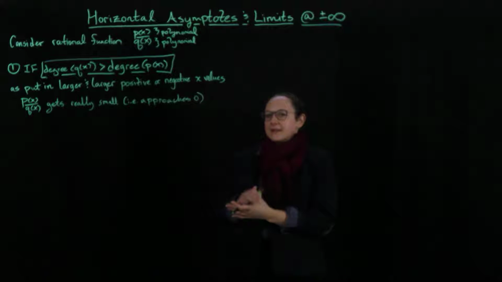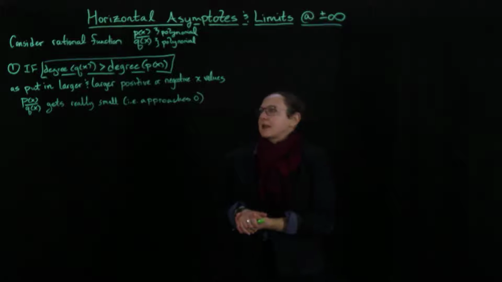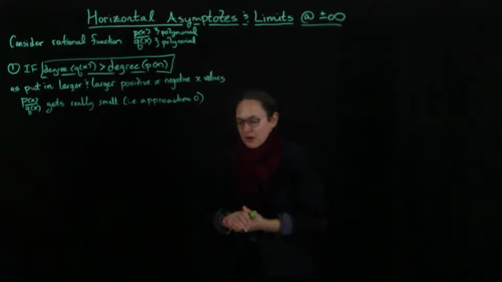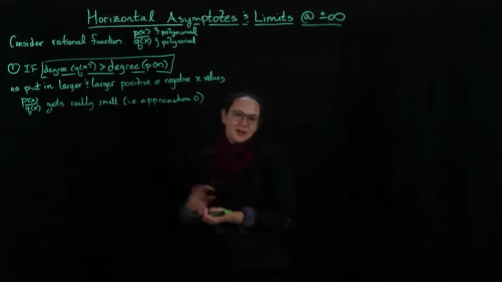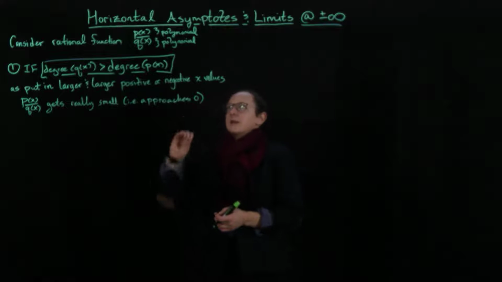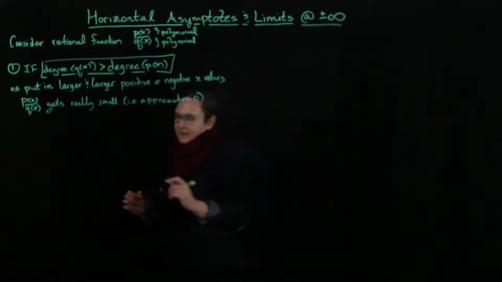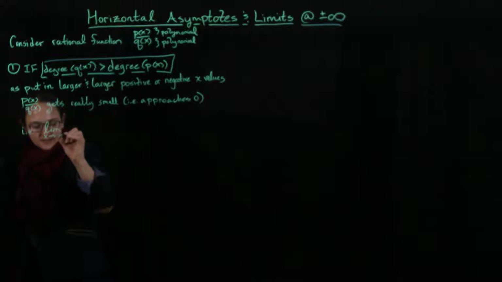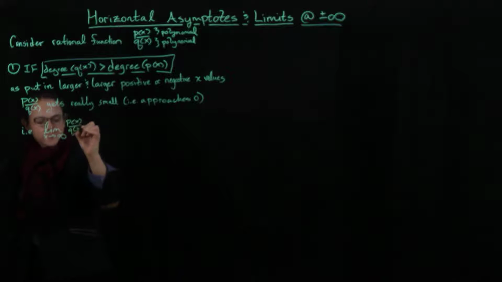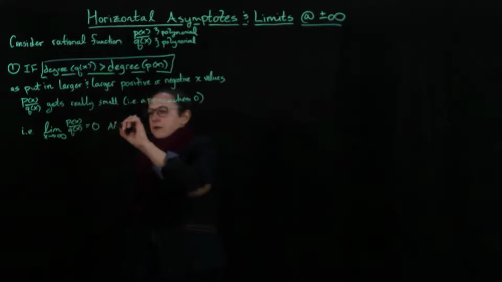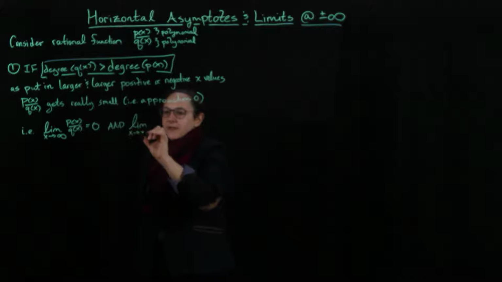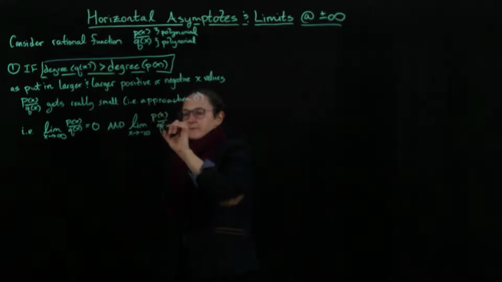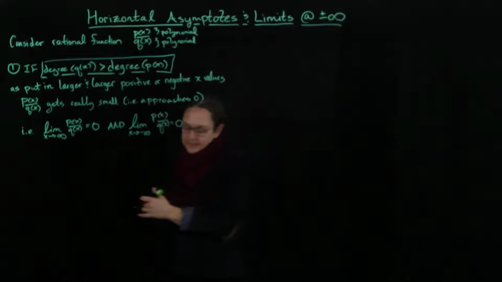In this circumstance, if it's getting small, that means the bottom is getting bigger faster than the top is, so as you put in bigger and bigger values, the bottom gets bigger than the top. So what does this tell us? Symbolically, the limit as x goes to infinity of P of x over Q of x equals zero. And the limit as x goes to minus infinity, that's putting in larger and larger negative values for x, is going to equal 0 again. It does the same thing in both of those circumstances.